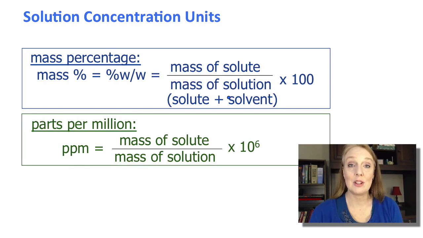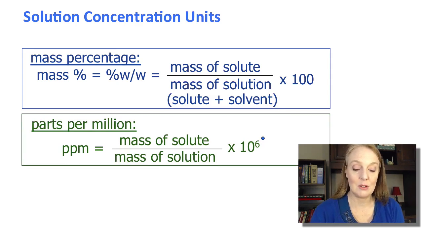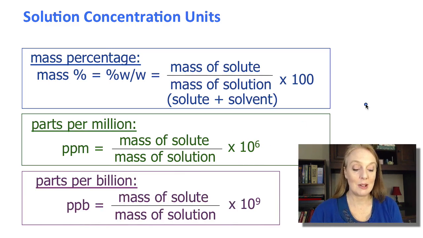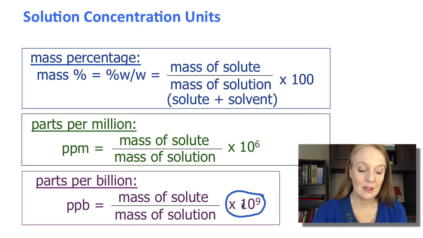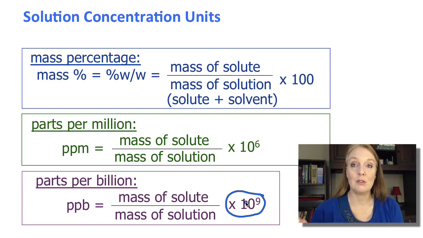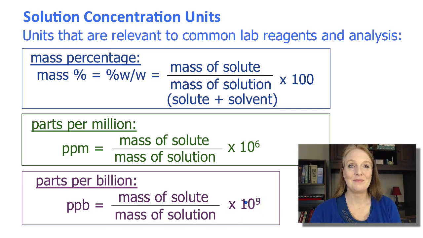Other types of solution concentration expressions that are similar to percent include parts per million, which is the same calculation except that we use times 10 to the 6 instead of times 100. And parts per billion, which follows along the same lines. Again, it's mass of solute divided by mass of solution, but this time it's times 10 to the 9th. So parts per billion is useful for the most dilute types of solutions. So these units are relevant to common lab reagents and analysis, particularly in environmental sampling.